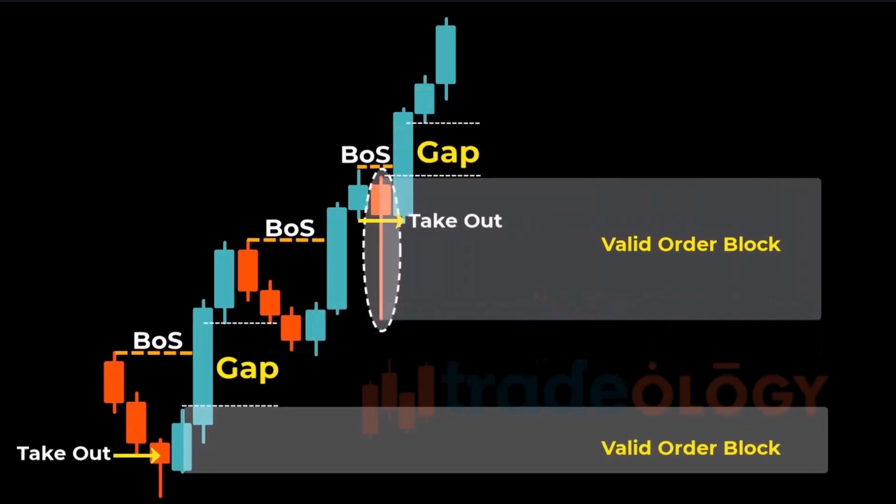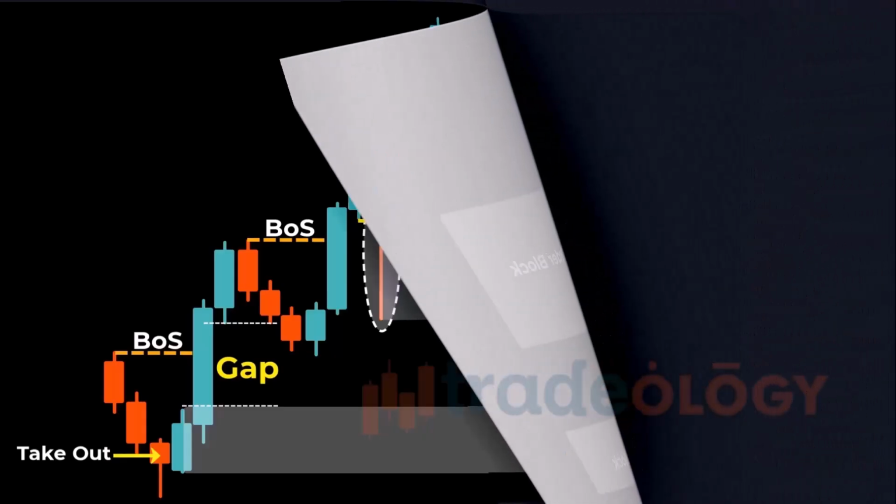This concept applies to bearish markets as well. It's important to note that these principles can be applied across different timeframes and price action charts. Now let's move to an actual chart and integrate all the concepts we've discussed in this video. We'll dive into how to effectively identify valid order blocks in the market.